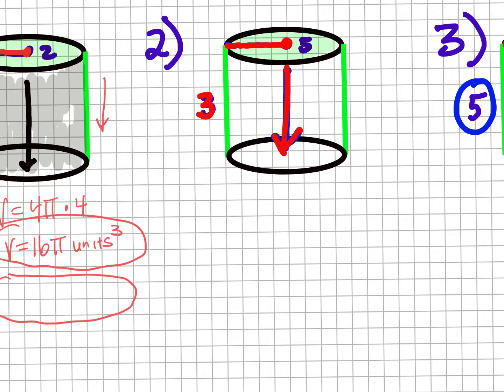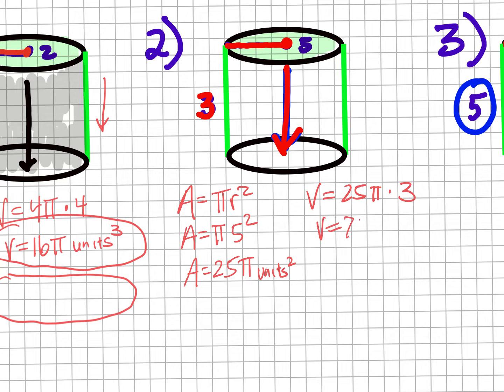All right, we find the area of the circle, pi r squared. Area equals pi times 5 squared. Area equals 25 pi units squared. But the volume, we take that and we stretch it out three-dimensionally, 25 pi, and we stretch it down, so we multiply by the height, which is 3, and we get 75 pi units cubed. And there's the 11th grade answer. You can show me the 8th grade answer.